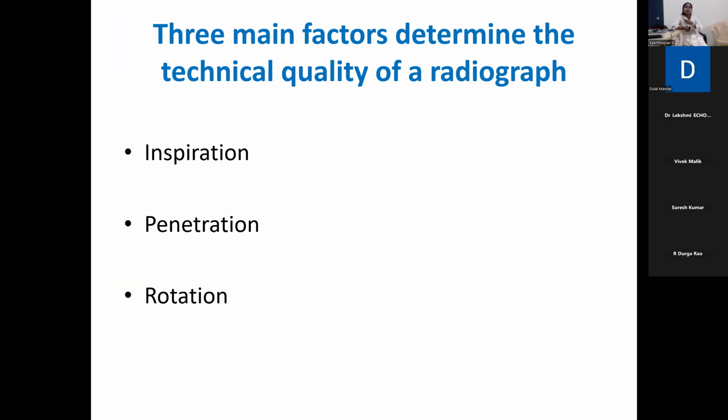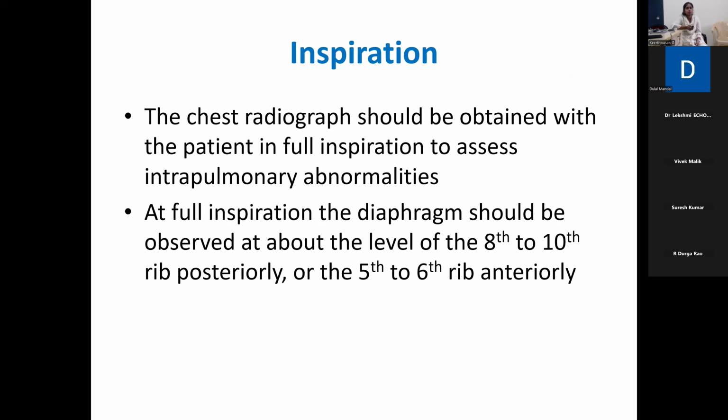So for the quality of a radiograph, there are three main things. First is inspiration. Whether the view was taken in inspiration or expiration, it must be an inspiration. There are scenarios where an expiratory film is of importance, but most of the time, for a good quality radiograph, we want the film to be taken at total lung capacity or full inspiration. Okay, then the penetration or the exposure, and then rotation. So the chest X-ray should be obtained in full inspiration. Only then you can see all the structures clearly.